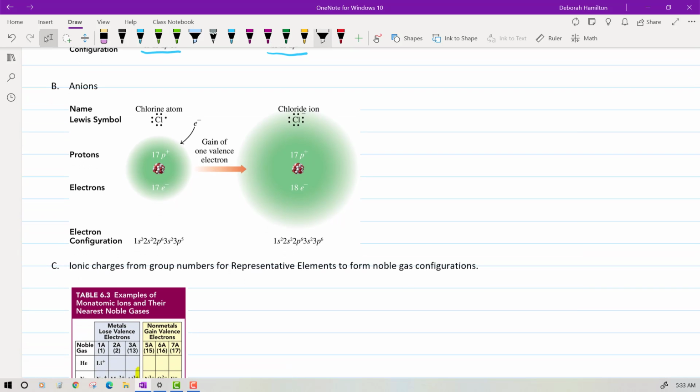Anions are nonmetal ions. They form ions by adding electrons to their outermost level. Here's chlorine's electron configuration. It ends in a 3s2 3p5. An electron is obtained from another atom when it's forming its ion, and when it adds to the outermost energy level for the chloride ion, it again has a noble gas configuration.